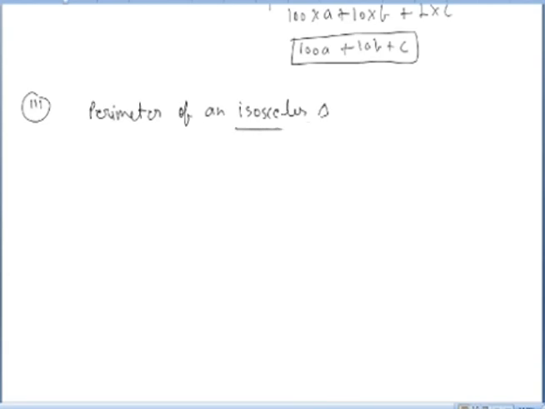Isosceles triangle. Isosceles means where two sides are equal. Suppose this is a triangle where these two sides are equal. So this is an isosceles triangle, and it is given that the equal length is P and the unequal length is Q. So the perimeter we know is the sum of these sides. So add these sides, P plus P plus Q. This is 2P plus Q. So this will be the perimeter.